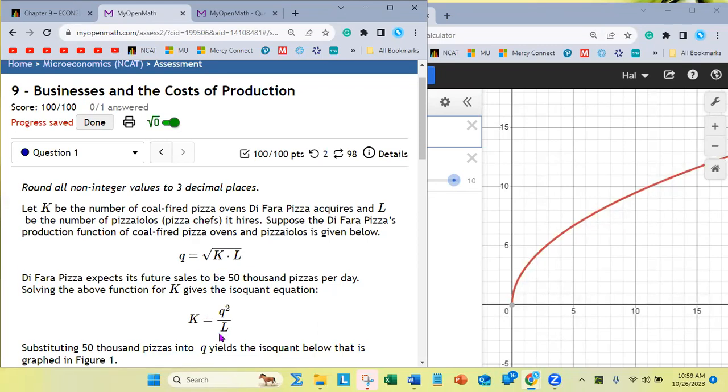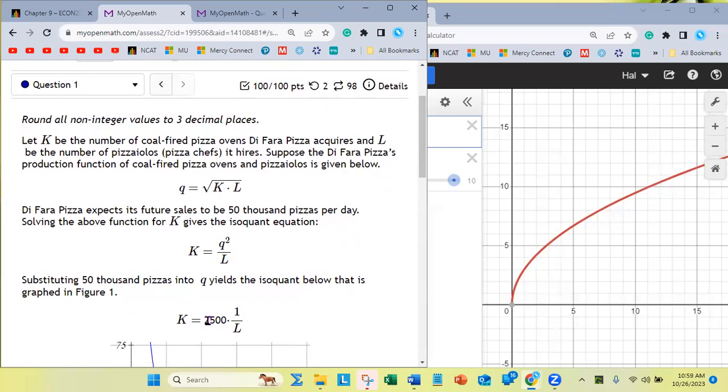These two are equivalent equations. If this one's true, this one's true, mathematically. And the way I did it is I just squared both sides. So the left side becomes Q squared and the right side becomes K times L, right? And then I just divided by L. So that's how I went from this equation to that equation. I divided both sides by L after I squared both sides. Now 50 squared, well, that's 2,500. So all I'm doing is plugging this 50,000 into that Q right there, and 50 times 50 is 2,500, right?